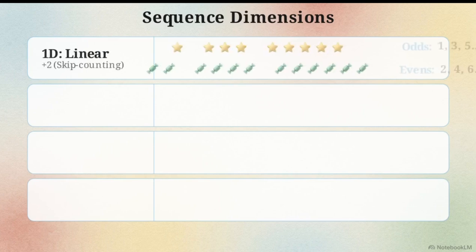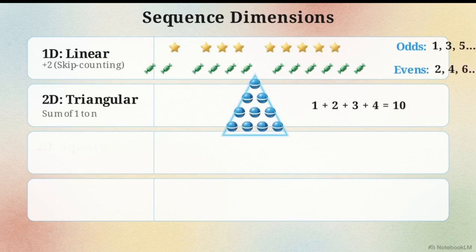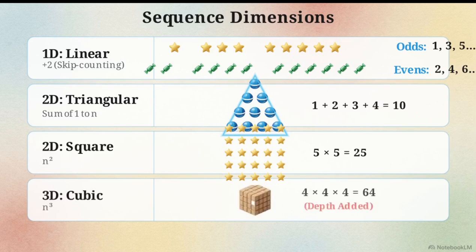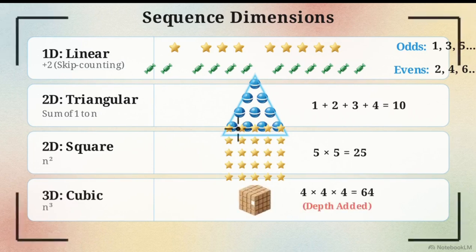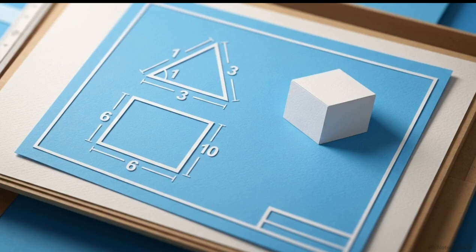Let's review the visual roles we covered today. Here is a summary chart showing linear groupings for odds and evens, 2-dimensional triangles and squares, and 3-dimensional cubes. Take a screenshot of this right now to use for your exam prep. Numbers are the actual blueprints for physical geometry. Once you know how to draw them, you can map out any sequence.